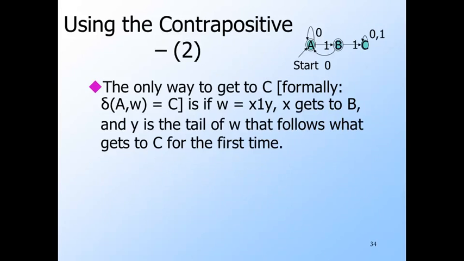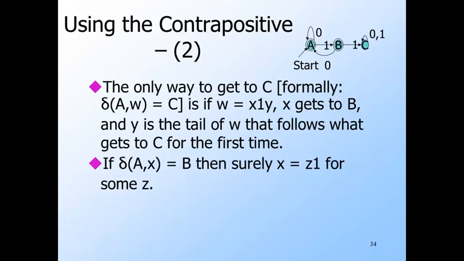We'll call that y. That is, any string w that gets the automaton to state C must be of the form x1y, where x gets to B. We already observed that the only way to get to B is by a string that ends in 1, since the only transition into B is on 1. Thus x must be of the form z1 for some z. Thus w is really z11y, and we can conclude that if delta of A and w is C, then w is bad. That is, it contains 2 consecutive 1s.